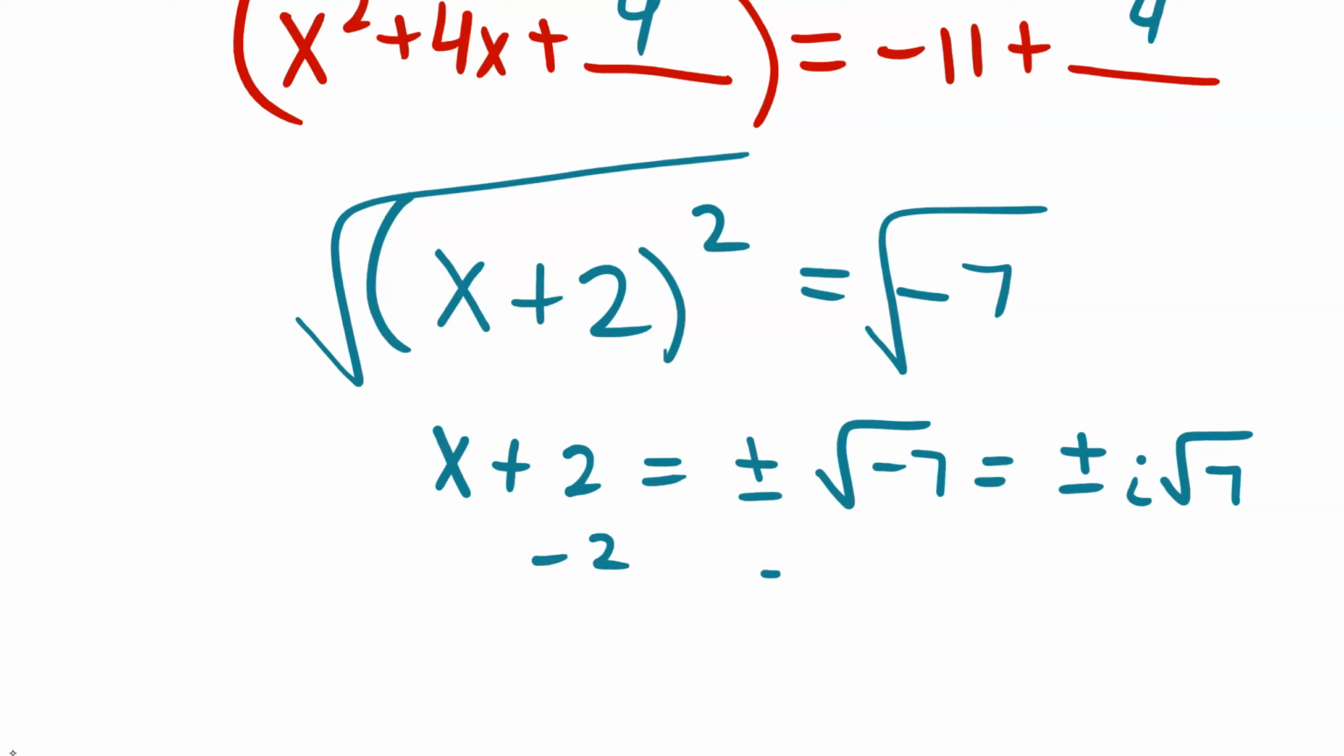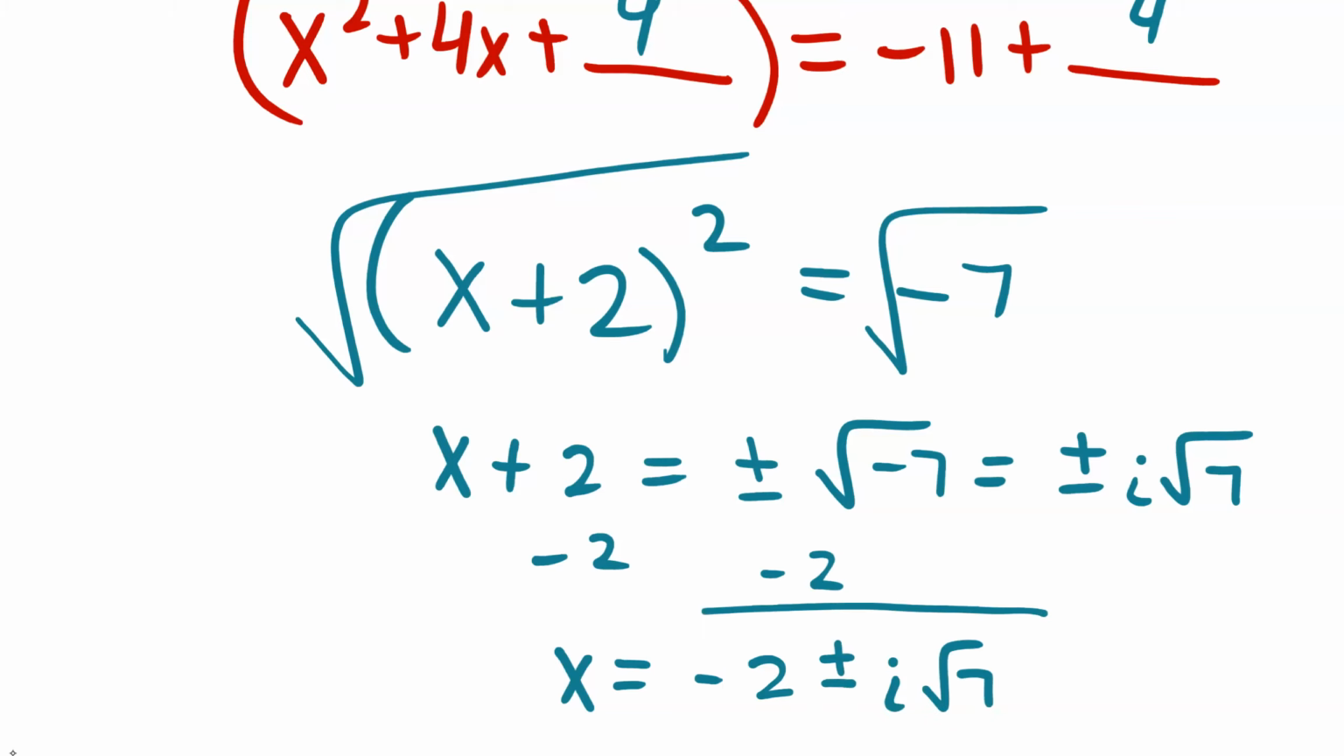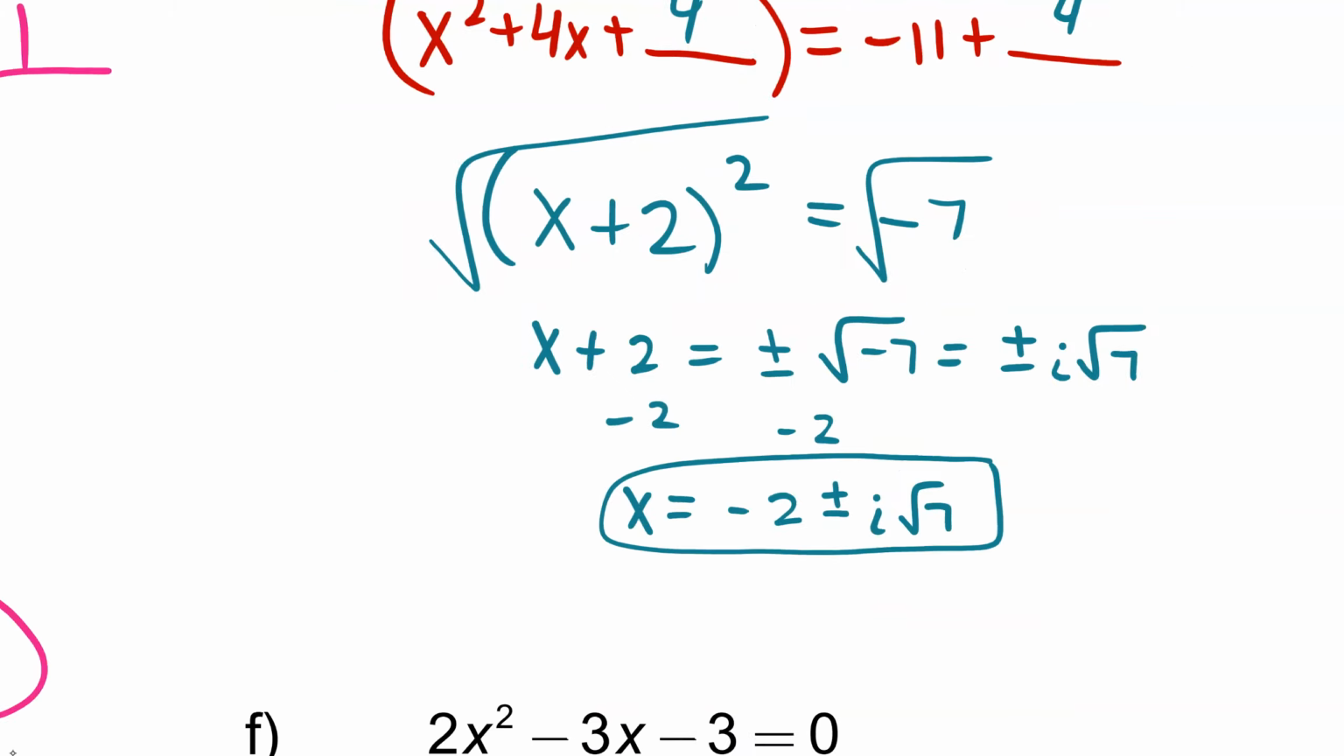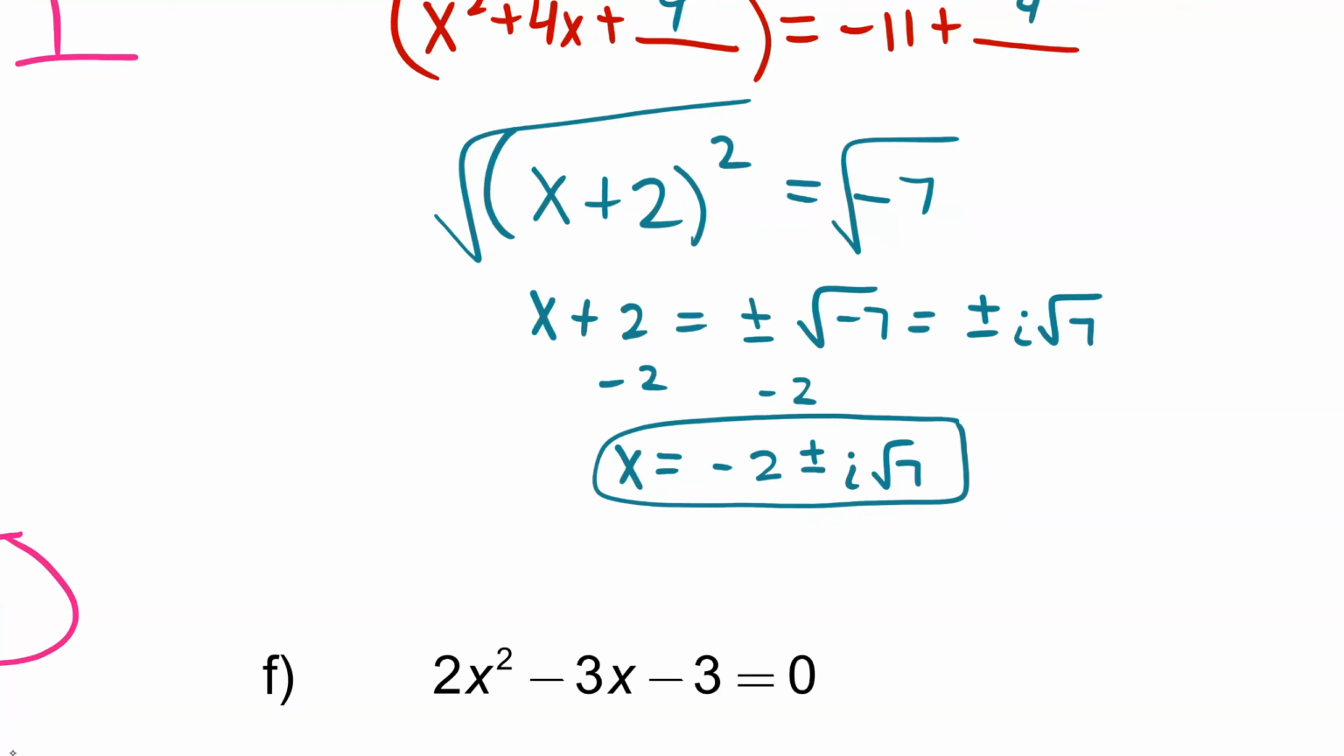So if I subtract 2 from both sides, x is going to be negative 2 plus or minus i root 7. Why are you using the i? Because I have a negative under the radical. Yeah, and so I can take the negative out of the radical by just saying i, because square root of negative 1 is i.